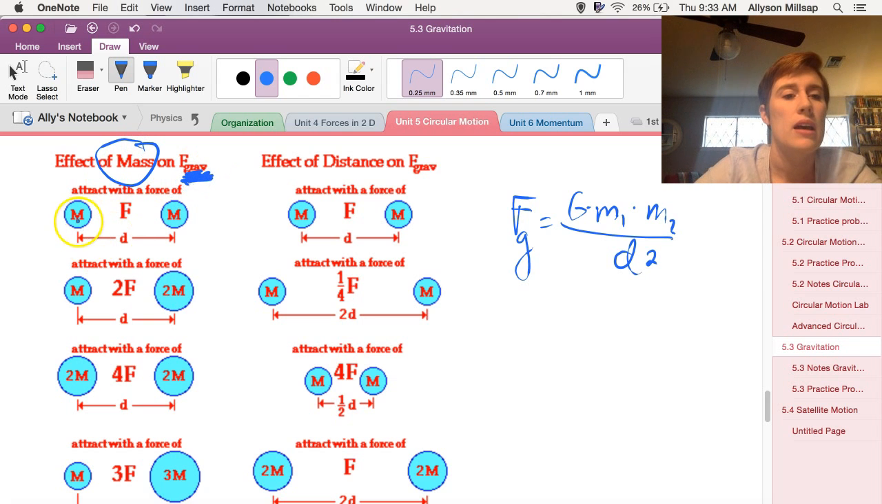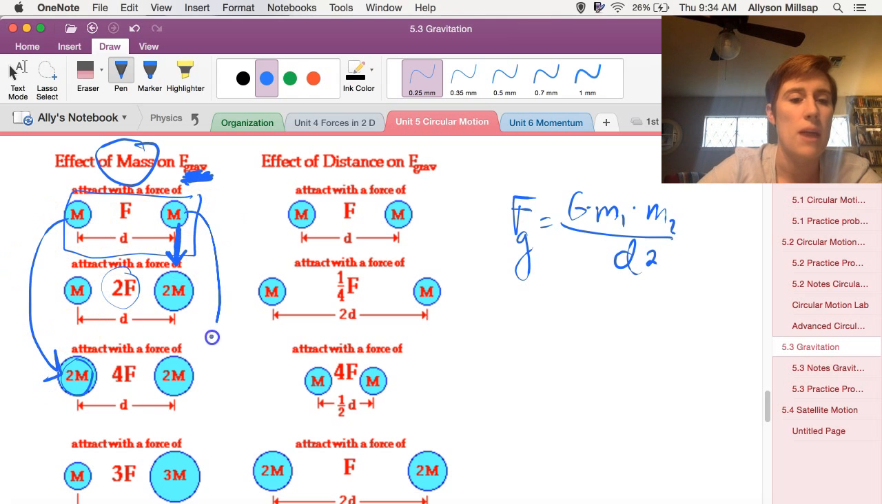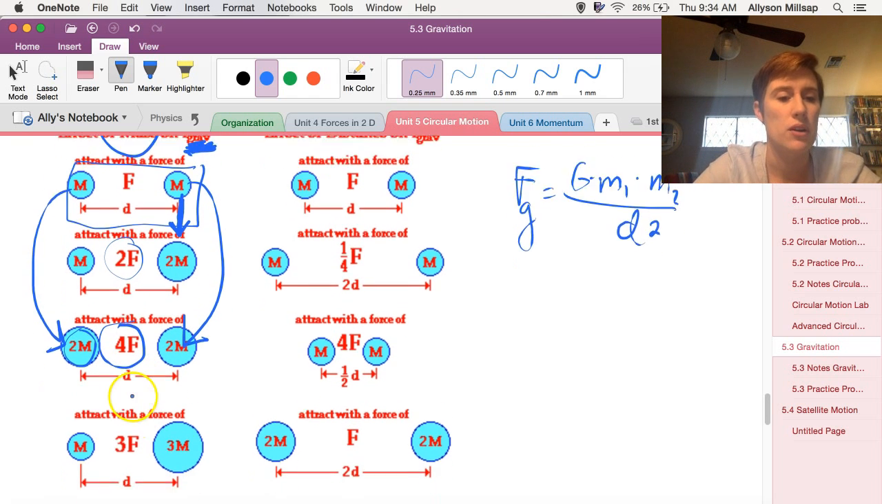This is really important. If your mass doubles on one object, your force is going to double. Okay, let's look at this one. This is our original equation. Here our mass doubles, and here our mass doubles. What happens to our force? It quadruples, right? It gets bigger.